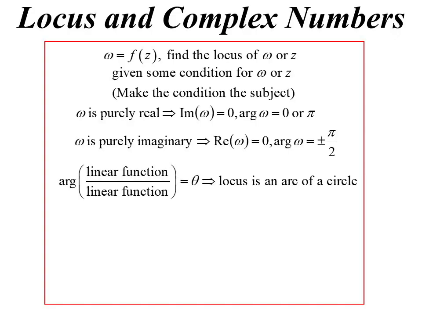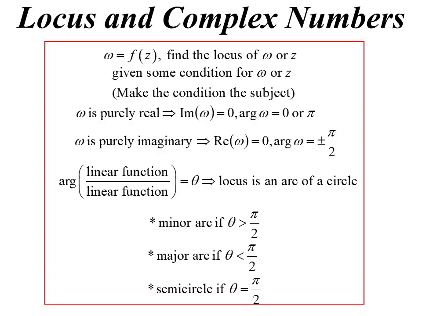The other one that you might see is something like this. If we have the argument, and then it's some linear function over some linear function, you see something like that, and it's equal to some number, that locus will turn out to be an arc of a circle. Now, depending on the size of theta, if theta is bigger than pi on 2, then it's going to be a minor arc. If it's less than pi on 2, it'll turn out to be a major arc. And if it's equal to pi on 2, well, we've got a semicircle. But there's some common ones to keep an eye out for. Obviously, there are all sorts of other ones we could have, but there's some of the more common ones.